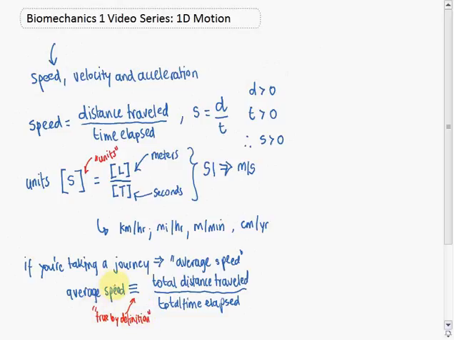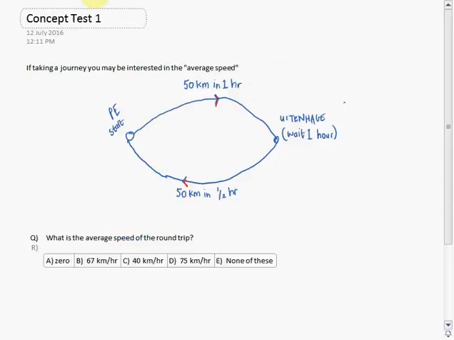Okay, so I'm going to take you guys to a concept test. Say for example you were taking a journey in which you are interested in calculating the average speed. You're going from Port Elizabeth as your starting position. We'll take that as time 0. You're traveling 50 kilometers, and it takes you 1 hour to travel those 50 kilometers to Uitenhage, right?